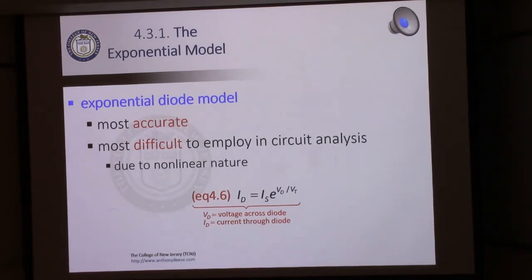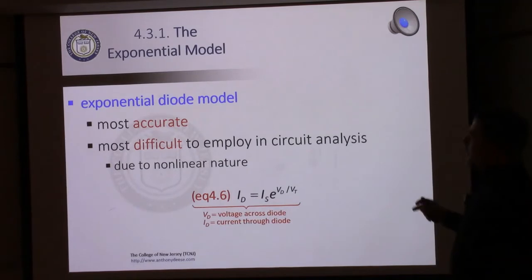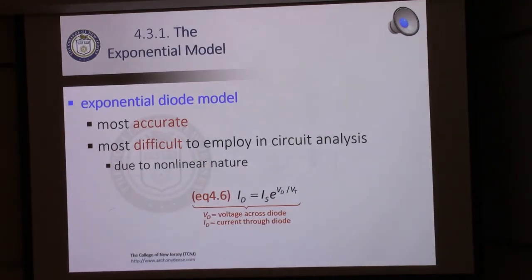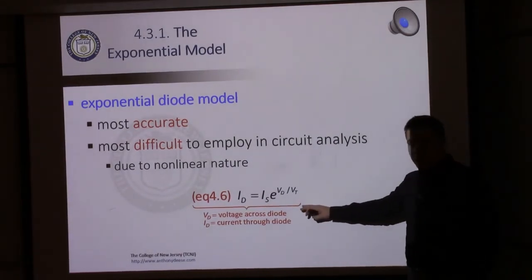So the exponential model is shown here. We're very familiar with this equation. It's the most accurate representation of the diode that we have, or that we use in this text at least. However, it's going to be the most difficult to employ in circuit analysis. This is a nonlinear model.